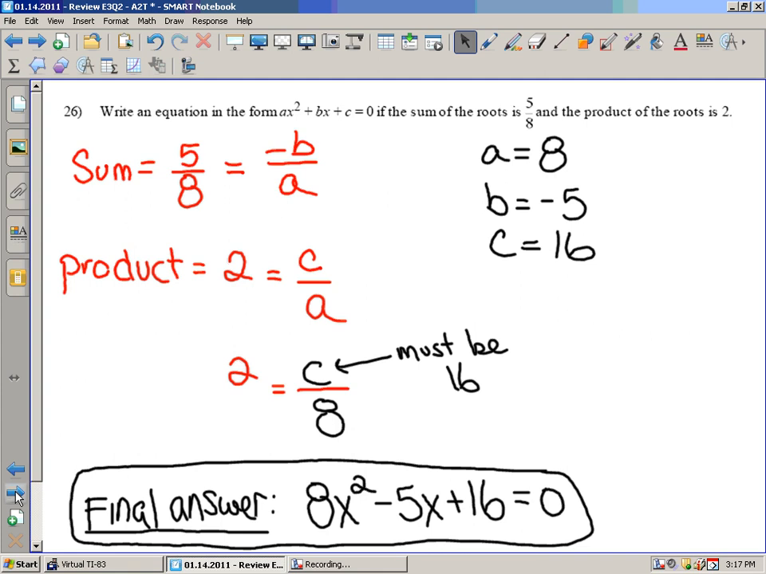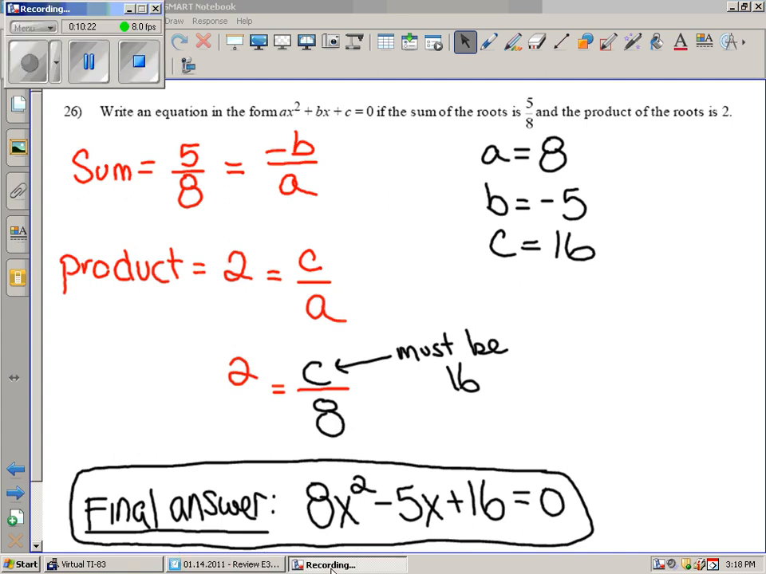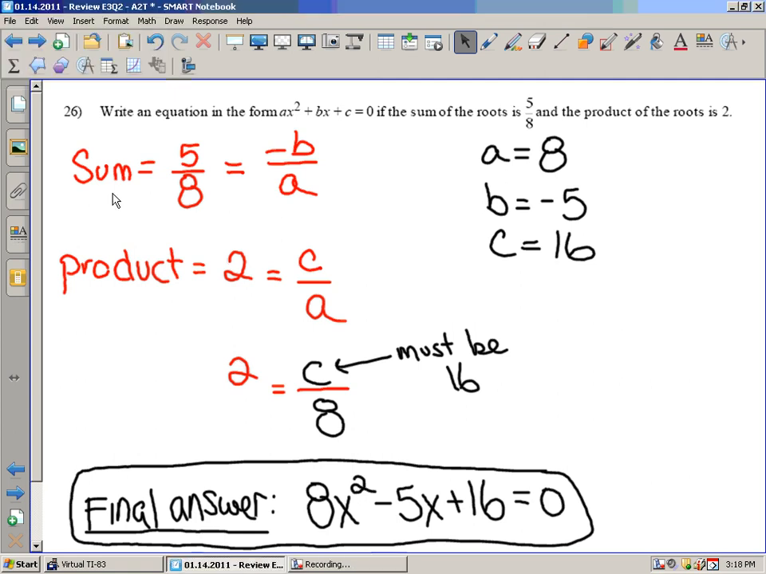All right, 26. Write an equation in the form ax squared plus bx plus c equals 0 if the sum of the roots is 5/8 and the product of the roots is 2. Okay. So the sum of the roots they told you was 5/8, and the formula for the sum of the roots is negative b over a. So a equals 8, and b has got to be equal to negative 5.